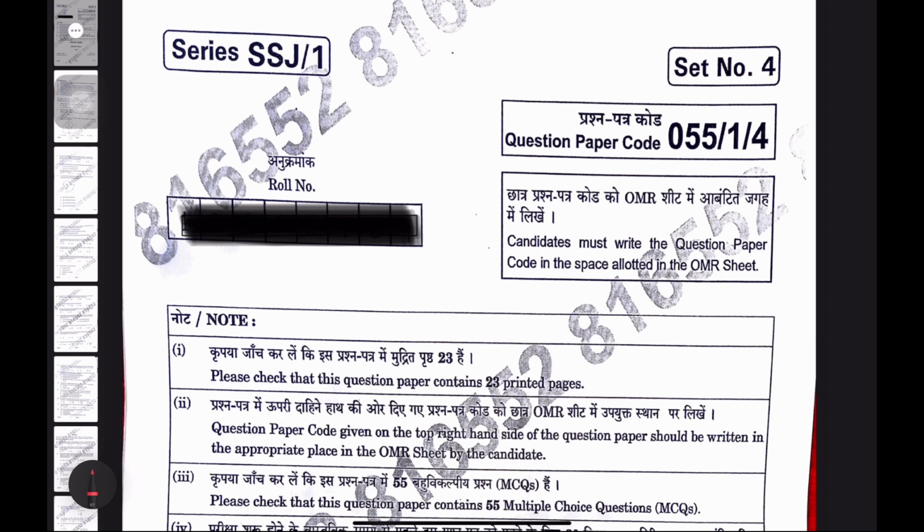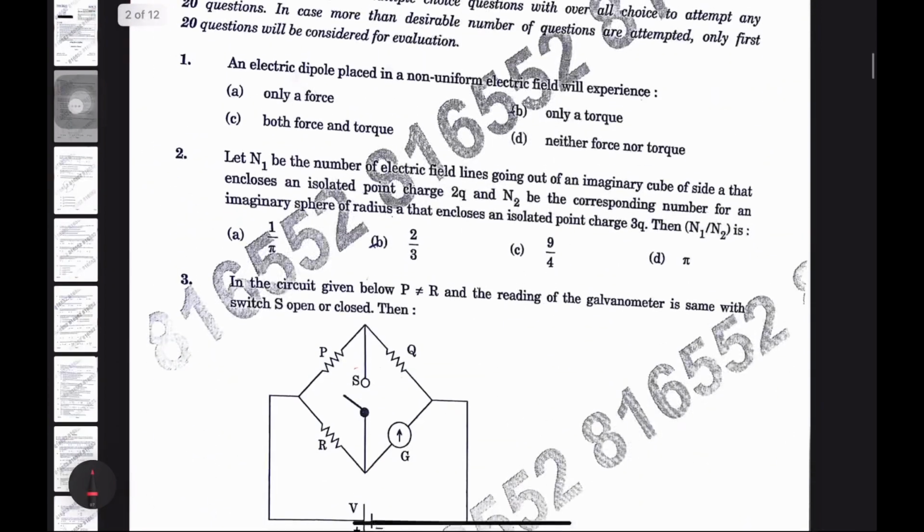Today we are going to solve the question paper of CBSE class 12 subject physics series SSJ/1 set number 4, and the question paper code is 055/1/4. I already know that you have known the answers so far, but now it is time to analyze how difficult or easy the question paper was. So let us jump to the first question straight away.